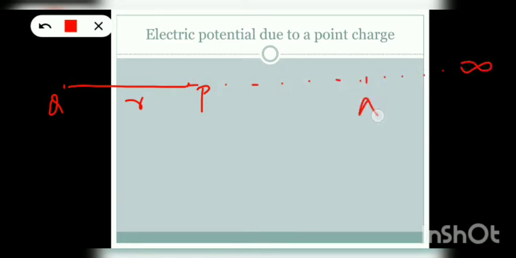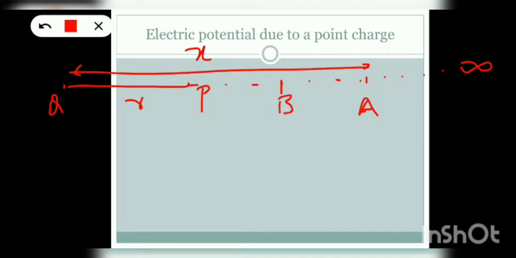Now consider a point A here, which is at a distance of x from the source charge. This is x. Again, consider another point B, and the distance between A and B is very small, so it is taken as dx.